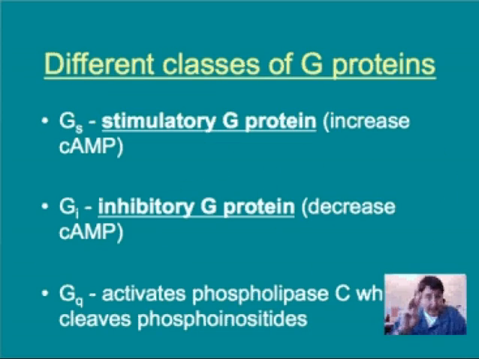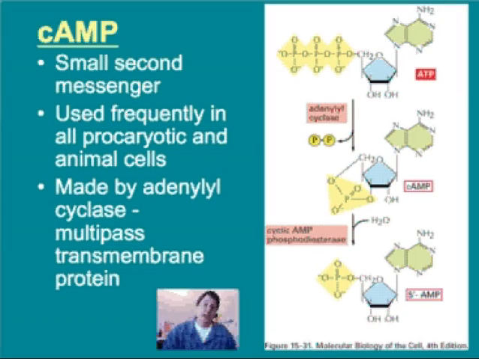Remember, there's 3 different classes of G proteins. There's GS, which stimulates the production of cyclic AMP. There's GI, which inhibits or decreases the production of cyclic AMP. And GQ is the weirdo. GQ actually activates phospholipase C, which leads to the production of diacylglycerol and IP3.